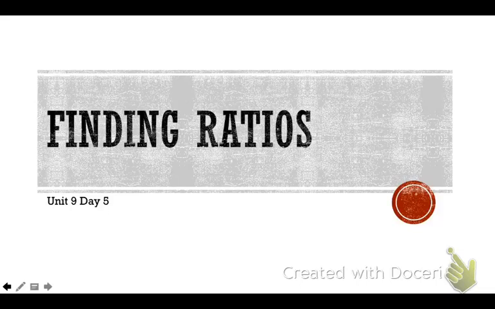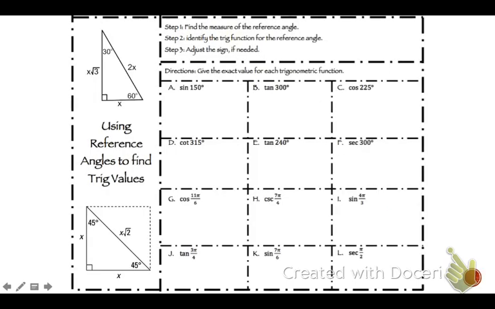Okay, so Unit 9, Day 5, finding ratios. This is the last video for this unit, so that means the test is coming up. We're reviewing next time, then the test, okay? So finding ratios, you have this little chart.